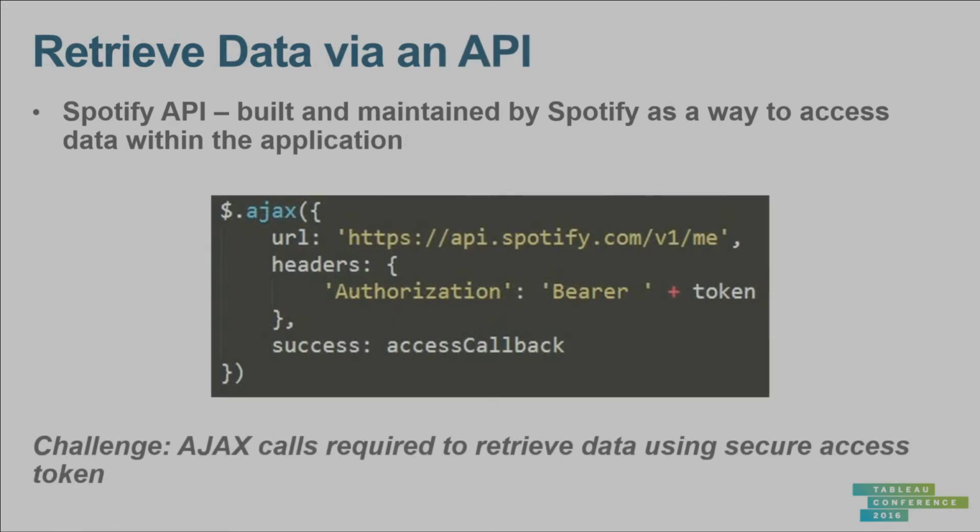So I used Ajax for all of my requests. This is what a typical request would look like. Here I'm asking for information about me. This is going to return my user ID and so on and so forth, information about me as a user. And I'm validating it, authorizing it with that access token. Then if it's successful, it kicks off this callback function, which returns the data to me.